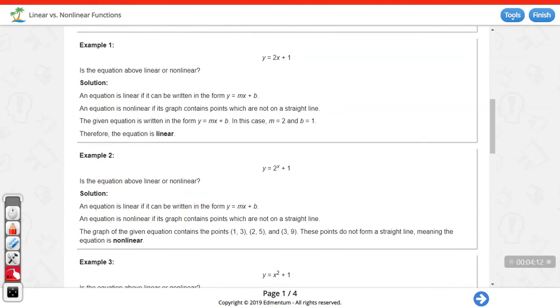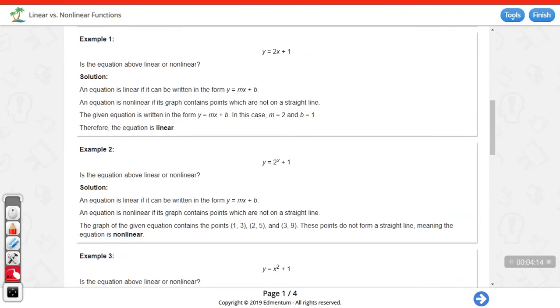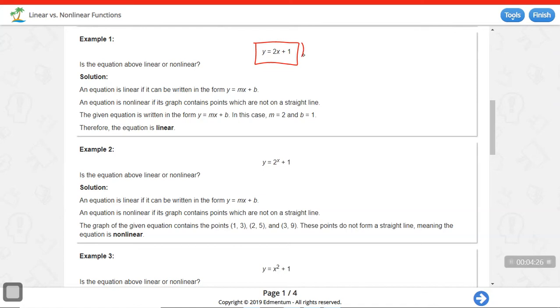Example number one. Is the equation above linear or nonlinear? We'll take a look at the equation. Do you see any exponents on your variables? No. Any variables in the denominator? No. Any variables being multiplied by the variables? No. In fact, this is slope-intercept form. That is linear. All right.